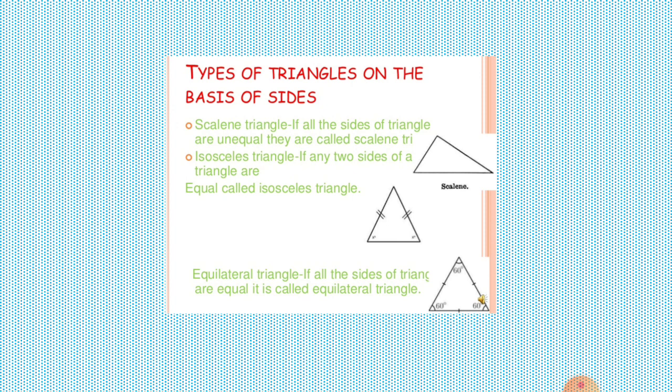Isosceles triangle, if any two sides of a triangle are equal, that is called an isosceles triangle. Isosceles means two sides are equal, one side is different. Scalene triangle means all the sides are different. Next one is an equilateral triangle. Equilateral triangle means all the sides are equal. For example, 3 cm, 3 cm, 3 cm. So all the sides are equal. Another one is 60 degrees, 60 degrees, 60 degrees. So these are called an equilateral triangle.